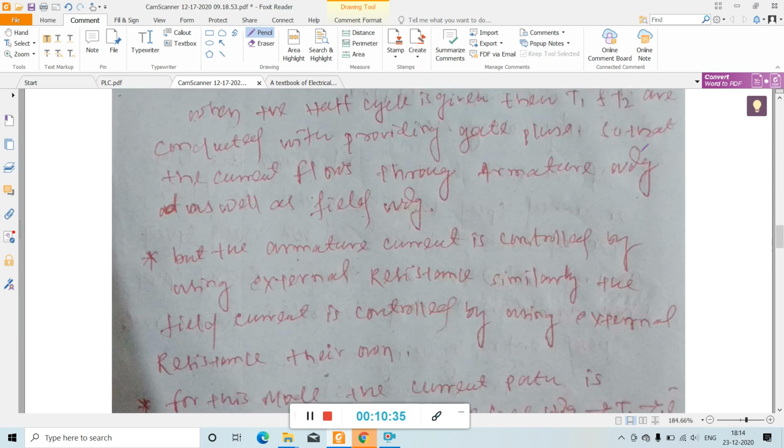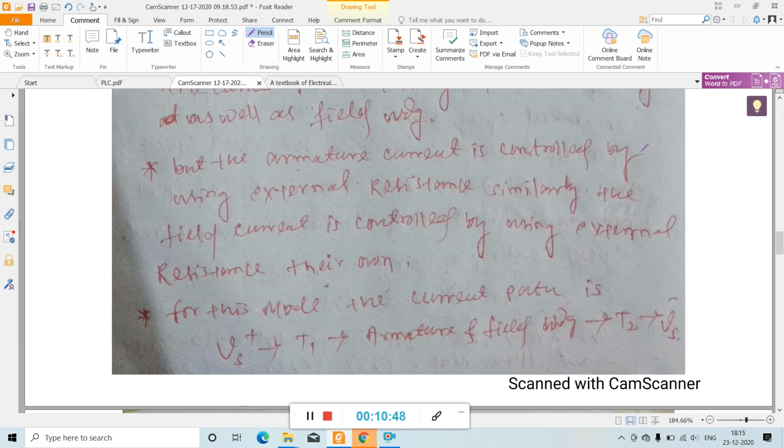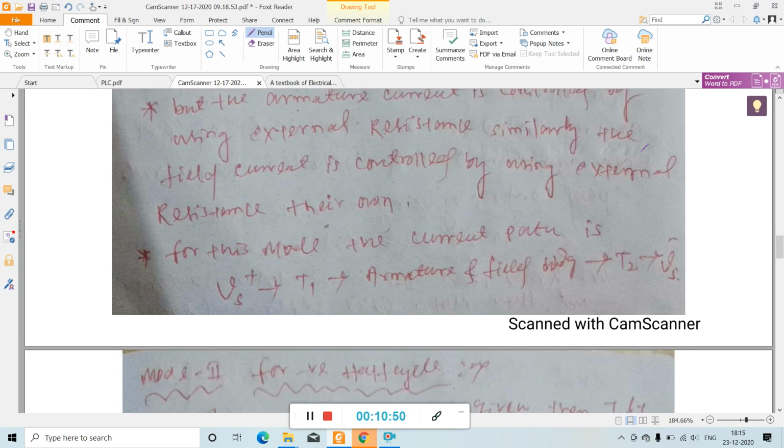But the armature current is controlled with an external resistance. Similarly, the field current is controlled by using its own external resistance. Okay, so for this mode, the current path, as I told you, is supply voltage, then thyristor T1, then armature and field winding, then thyristor T2, then Vs minus.